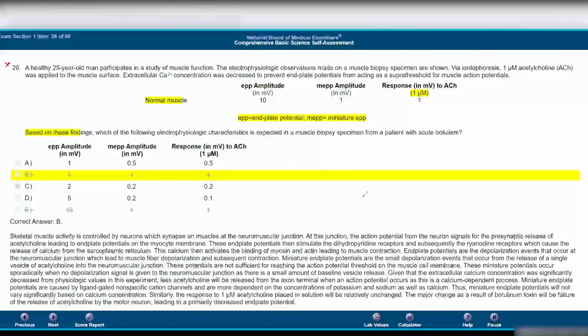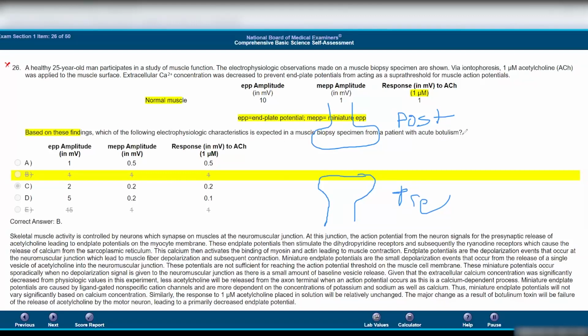Sure, let's talk about that a little bit here. I'm going to try my best here, as best as I can. Okay, let's just say this is presynaptic, this is postsynaptic, right? So end plate potential amplitude, is that going to be pre or postsynaptic?